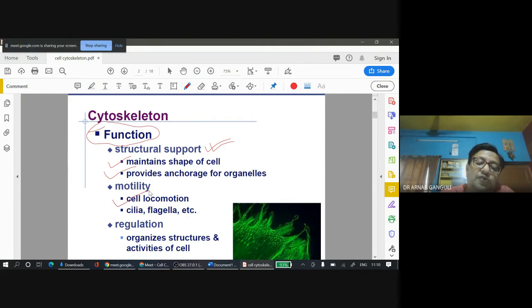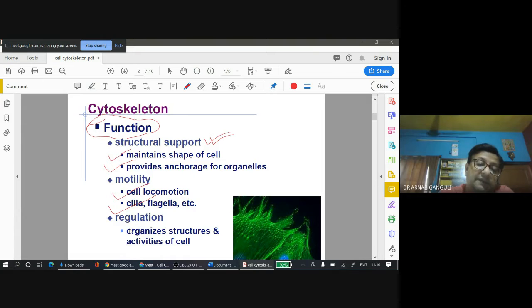It helps in motility, movement, like cilia and flagella, the microtubules. They are useful for locomotion, beating of cilia and beating of flagella. And it is also important in regulation; it organizes structures and activities of the cell. One important activity of the cell is movement of substances from one corner to the other. Normally they may occur through vesicles. So these vesicles move through these microfilament fibers, or the microtubules, or these cytoskeleton fibers. So basically, you can find three main functions: structure, movement, and regulation of cell activities. So the cytoskeleton has three types of function.